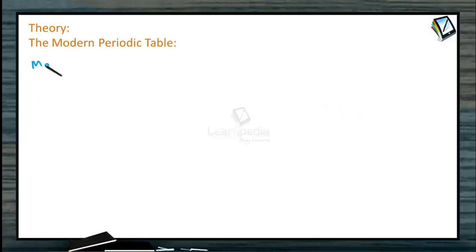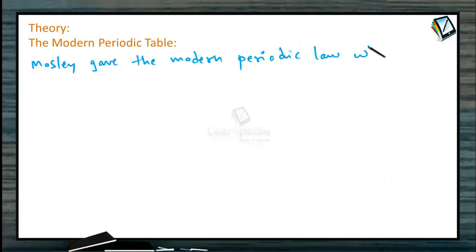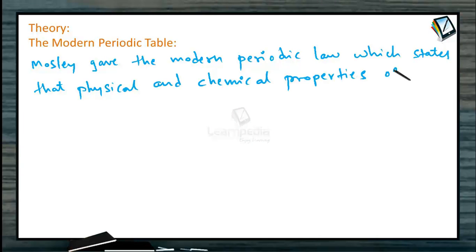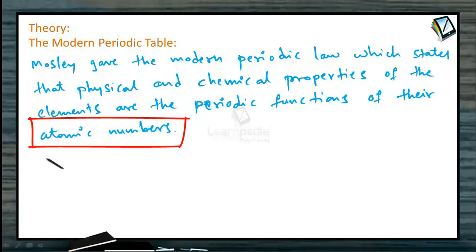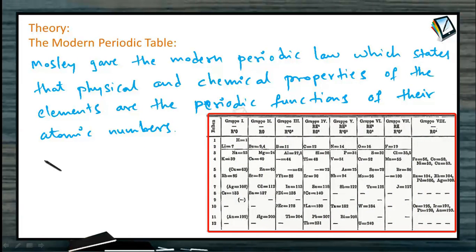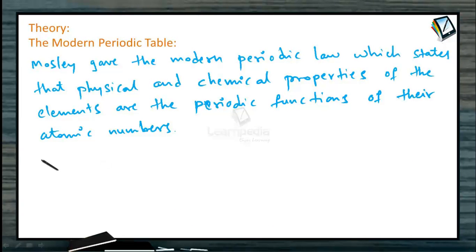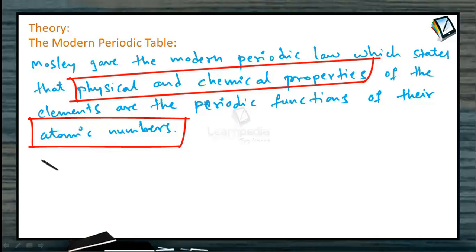Here, the scientist named Moseley gave the modern periodic law, which states that the physical properties and the chemical properties of the elements are the periodic functions of their atomic number. If you can recollect all the previous classifications like Dobereiner's law of triads, Newlands' law of octaves, and Mendeleev's periodic law, all those were based on the atomic mass, and this is the classification which is based on the atomic number. So Moseley says that the physical properties and chemical properties of the elements depend upon the atomic number of the elements.